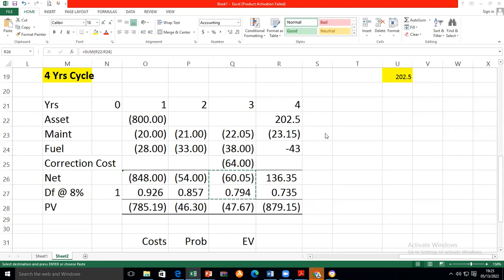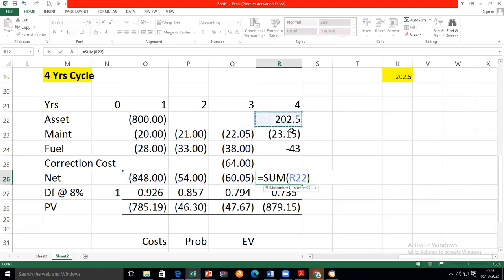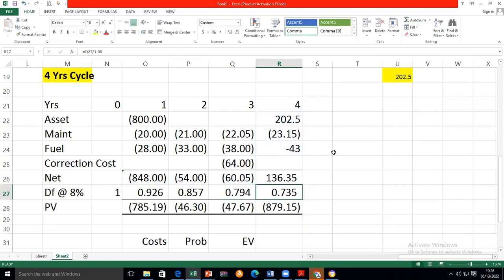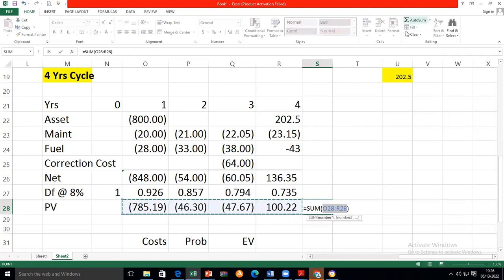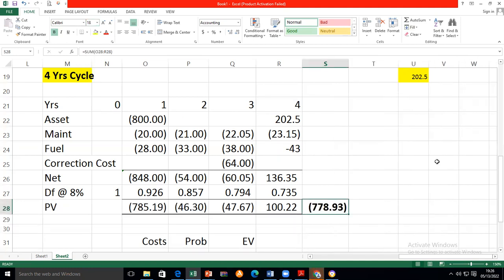Let me just put my figures here. Let me just make sure that everything is okay up to there. Let's check it. Let's see if we agree on the figures. Are we agreeing on the figures?